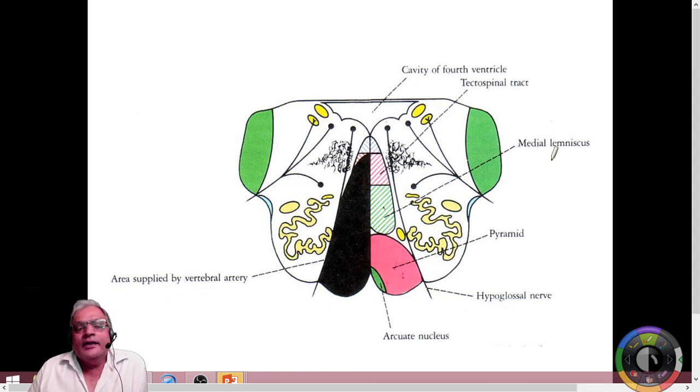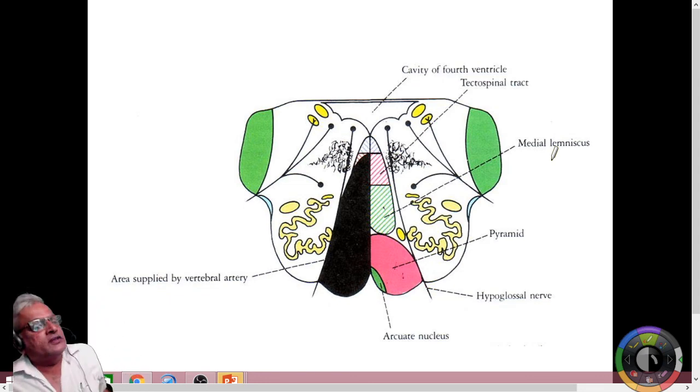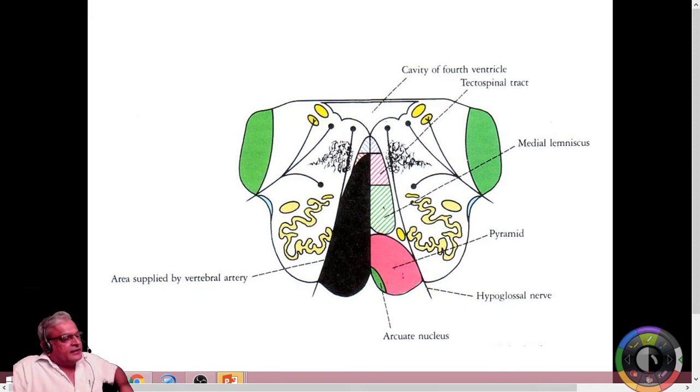Yeah. So what you have to do is sum up all the nuclei that you can find there at the different levels, as well as the tracts that go up and down. So that is your exercise when you start studying about the medulla.